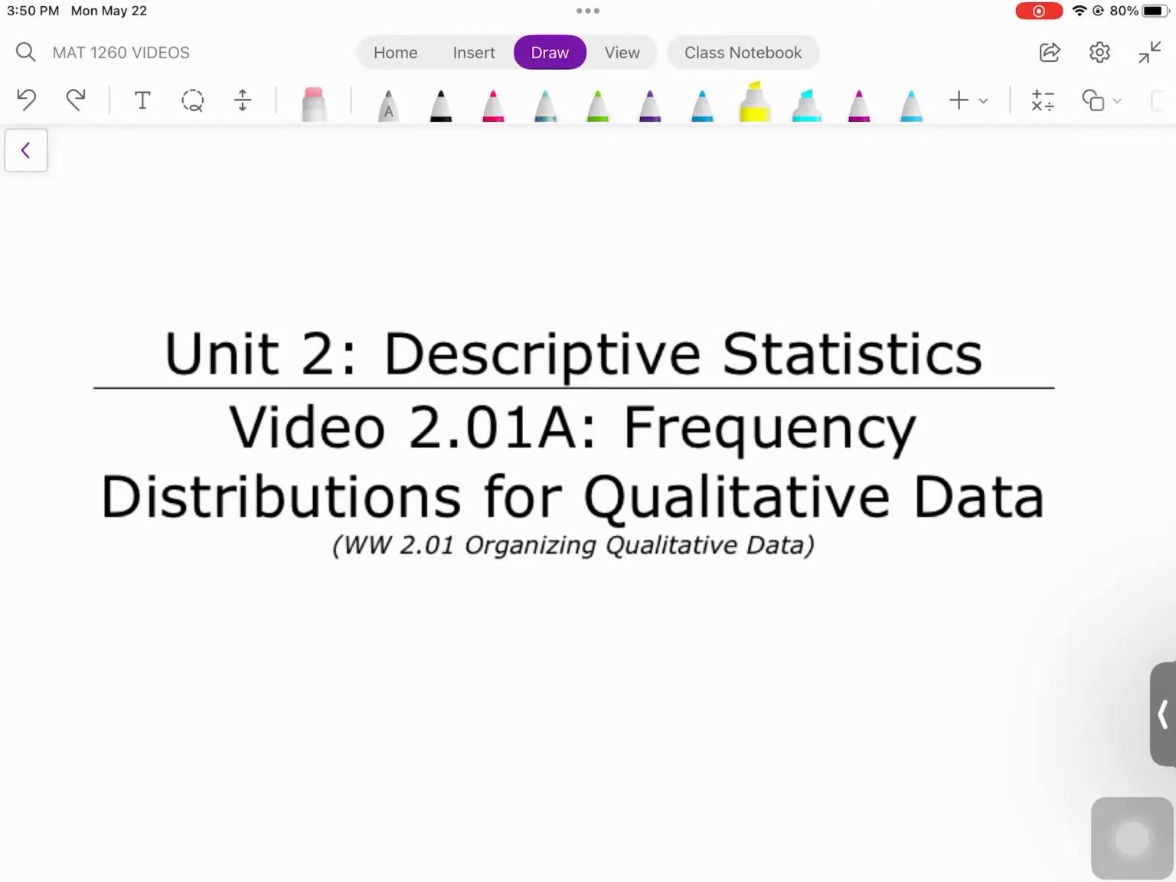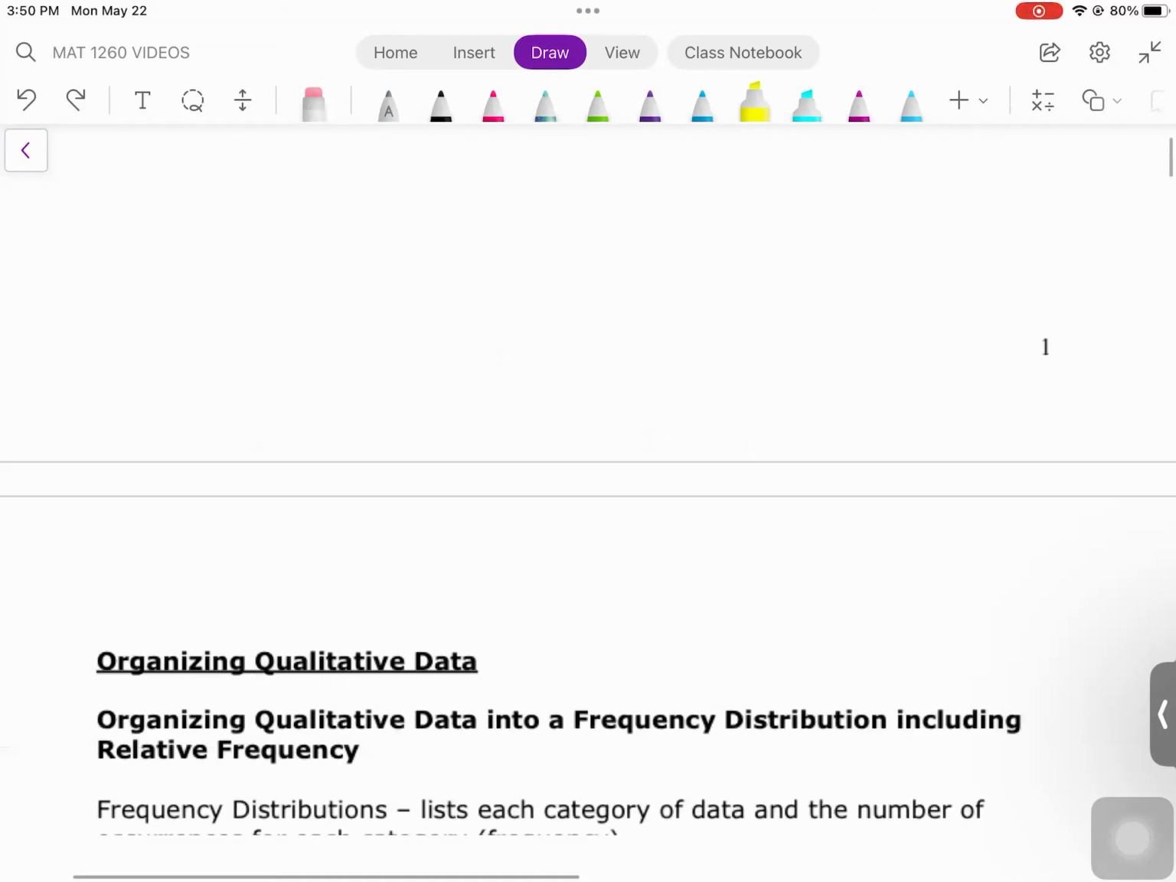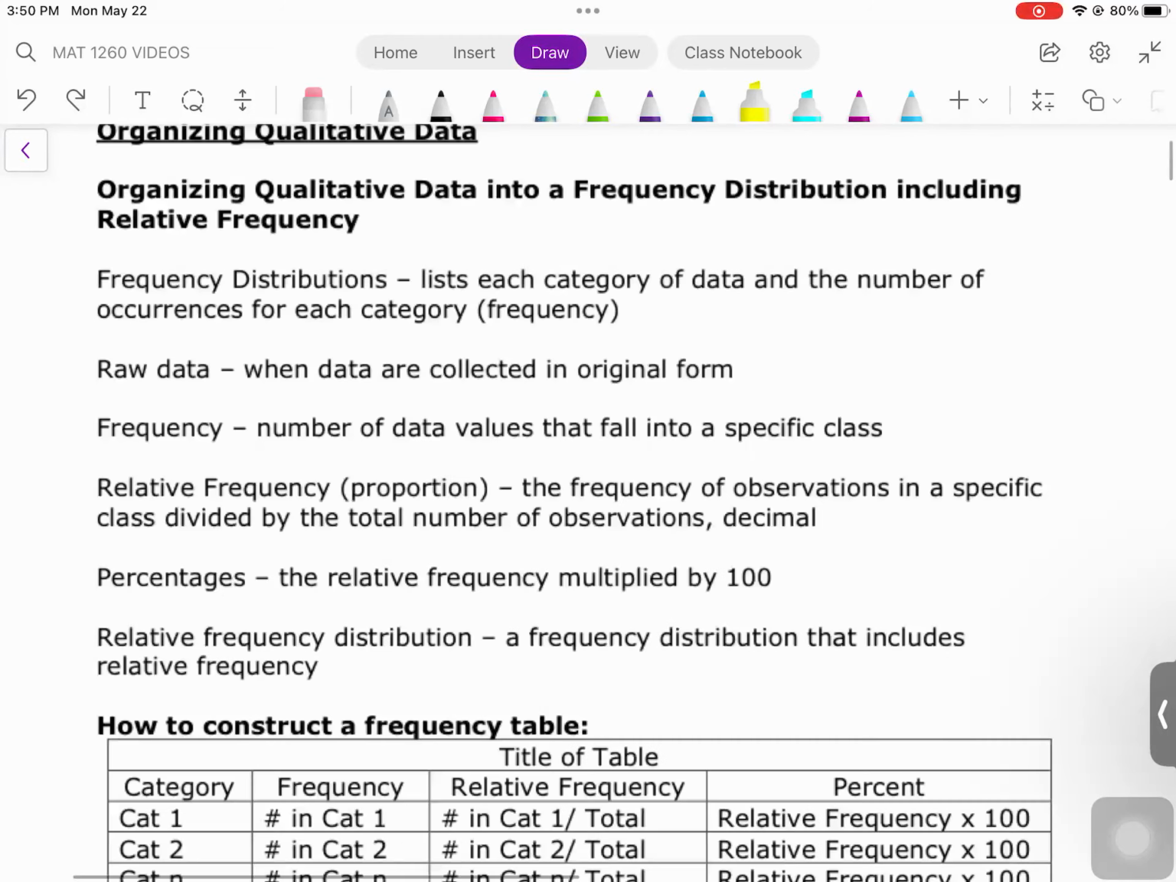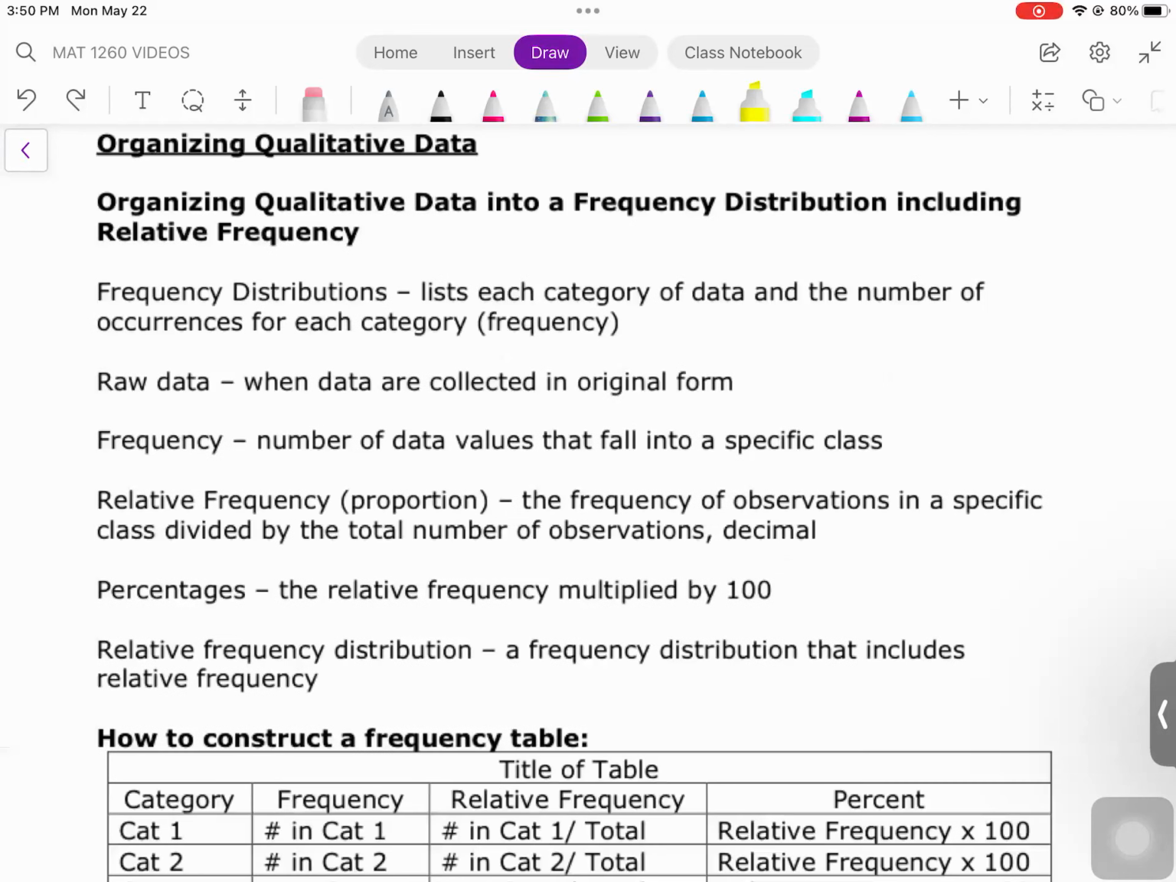In this video, we're going to look at qualitative data. A frequency distribution lists each category and the number of occurrences for each category. The number of occurrences we're going to refer to as the frequency.